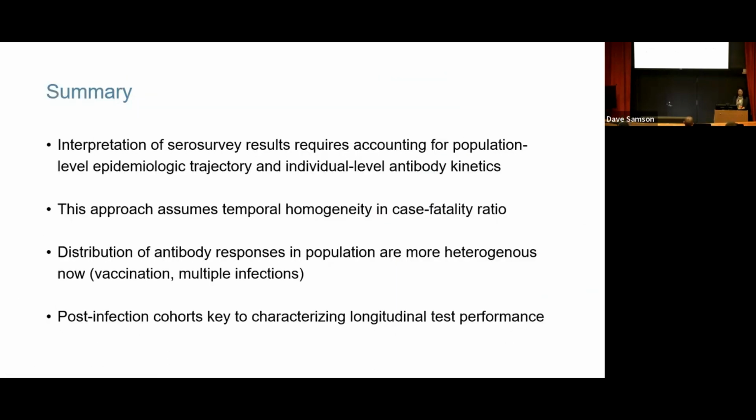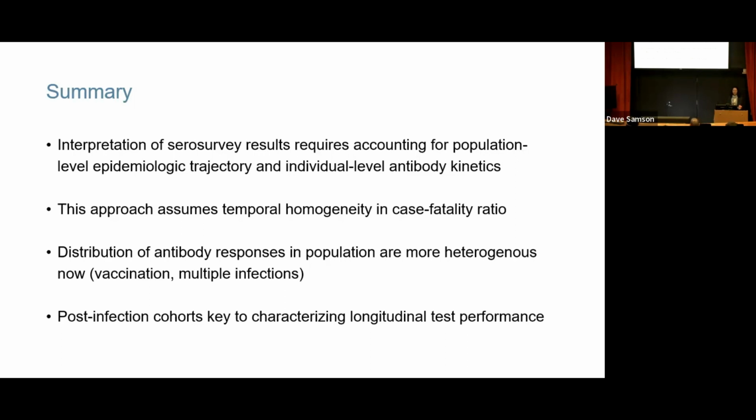So just to summarize this bit here, interpretation of serosurvey results requires thinking about both the population level trajectory of the epidemic as well as individual level antibody kinetics. And this approach has a number of limitations, one of them being assuming temporal homogeneity in case fatality ratio. Like I said earlier, I think there would definitely be issues with doing that now.